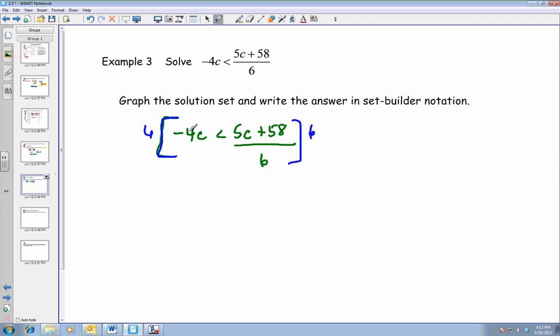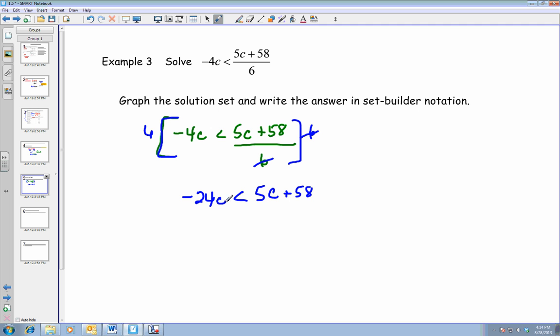So 6 times negative 4c, that's negative 24c. Now these 6's will cancel. So now I don't have to worry about that. Is less than 5c plus 58. Now we're just going to solve for c.